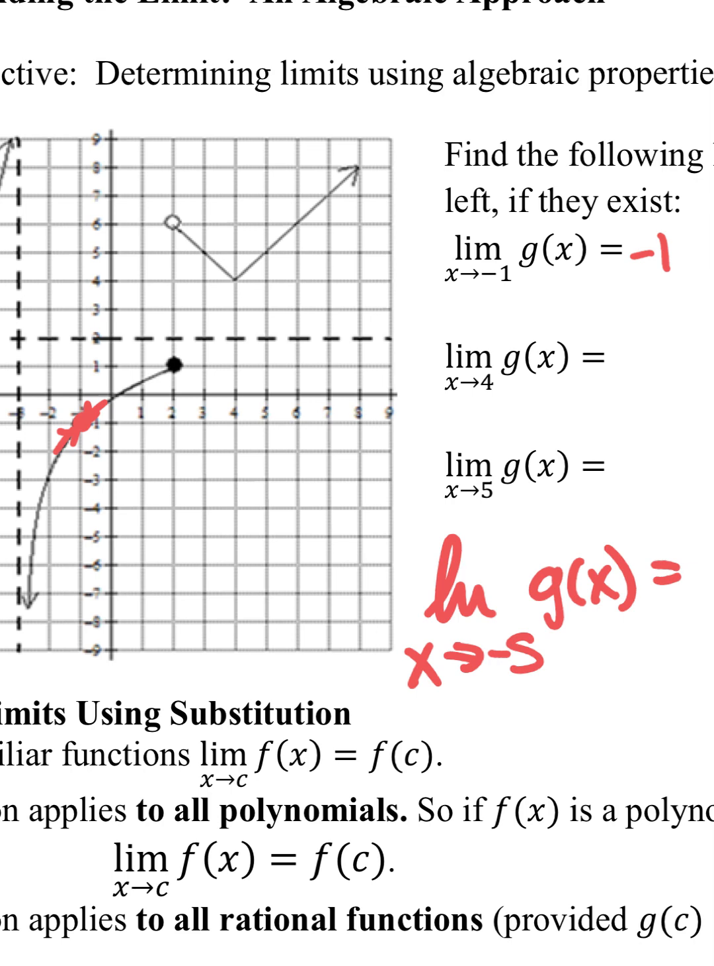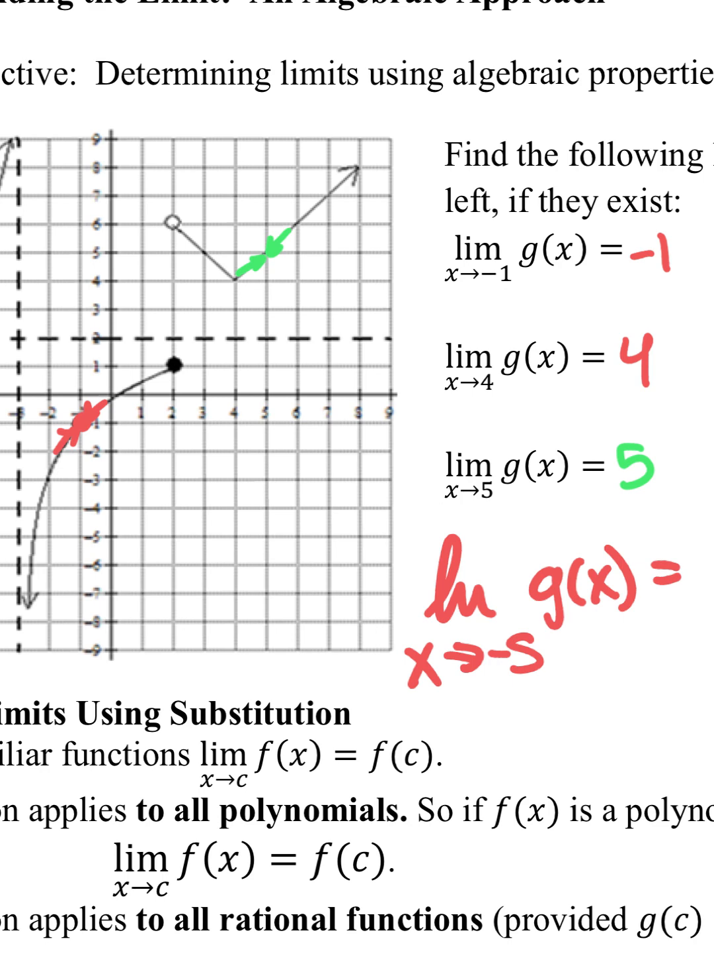Okay, limit as x approaches 4. The function is approaching 4 from both sides. What is g of 4? What is the function value there? So here it also happens to be the same as the limit. As we approach 5, approaching 5 from the left and from the right, what is the function approaching? 5. What is g of 5? It also happens to be the same as the limit.